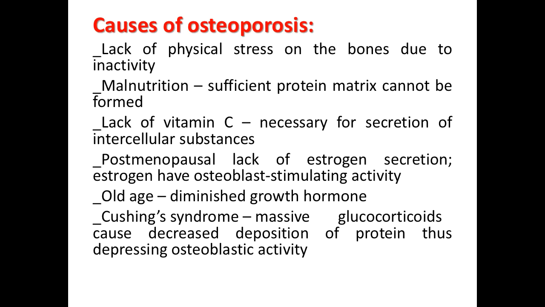Diminished growth hormone secretion in old age also will have an effect on the bone matrix and cause osteoporosis. Cushing syndrome, which is a massive increase in glucocorticoid secretion, causes decreased deposition of protein, and thus it will cause a decrease in osteoblast activity and result in osteoporosis.